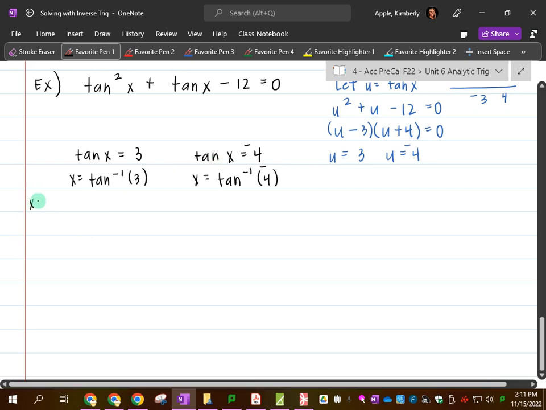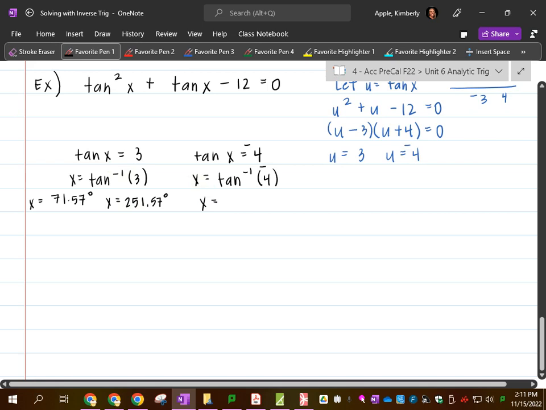So tangent inverse of 3 would be x is equal to 71.57, and add 180 to it to get your next one. So for these, we're going to have 4 answers, just like when you were doing it with the unit circle. You would expect 2 from each value.